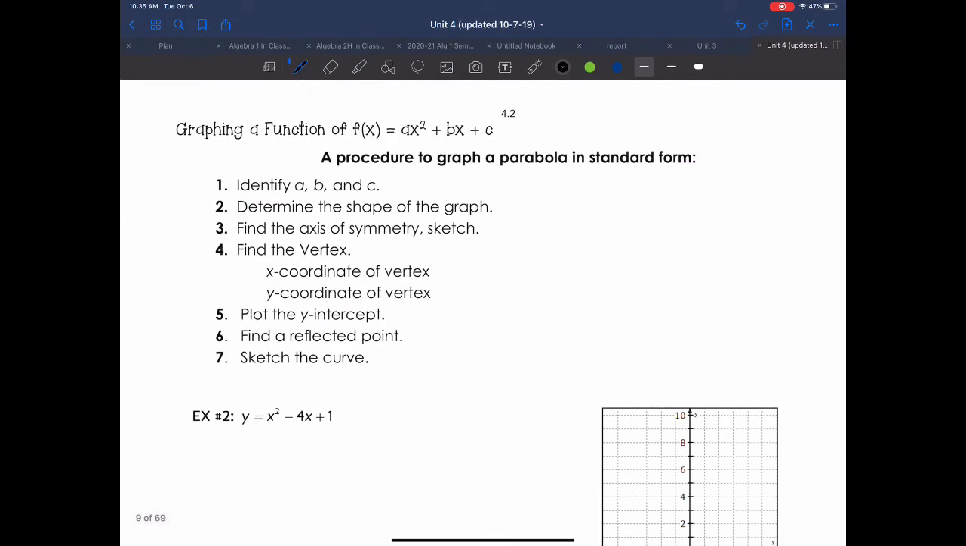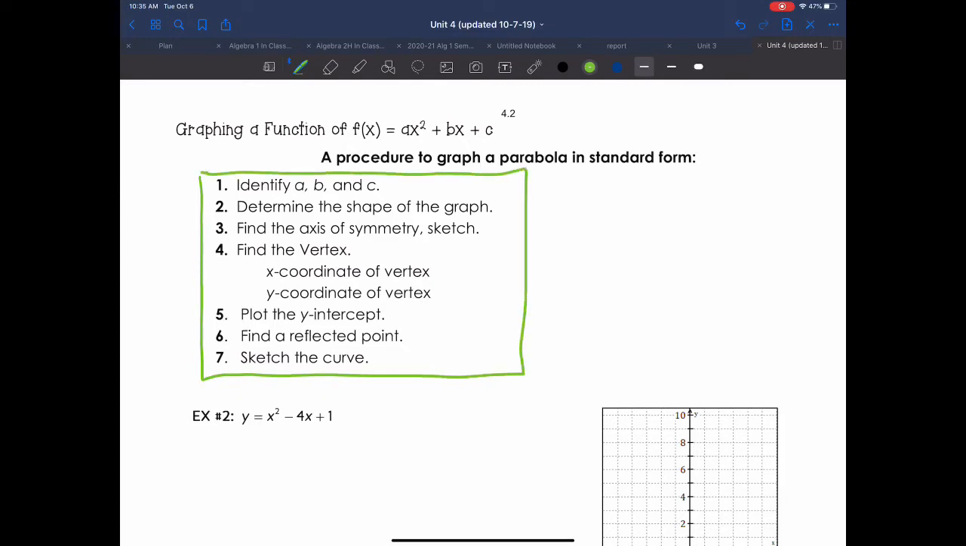So now we are going to look at graphing a function of f of x equals ax squared plus bx plus c. So here's the procedure we're going to use today to graph a parabola in standard form. I'm just going to put a little box around this just so you can see, hey, this is kind of a big deal. So the first step, we are going to identify a, b, and c inside of our function, okay? So we're going to look at our equation, and we're going to compare it to this parent function up here, and we're going to find what a, b, and c are. The second thing we're going to do is determine the shape of the graph, okay? We're going to determine whether it faces upward or downward. We have to figure that out first.